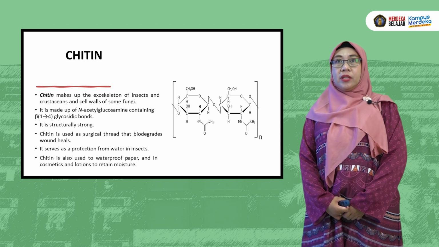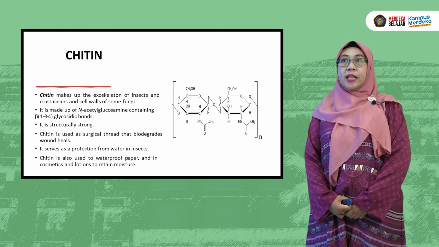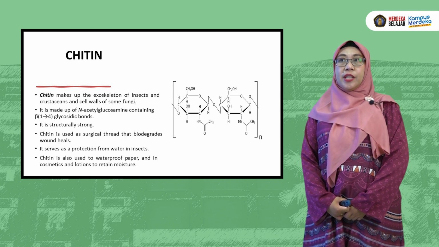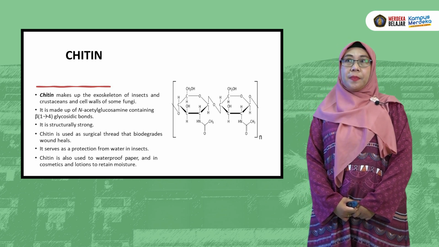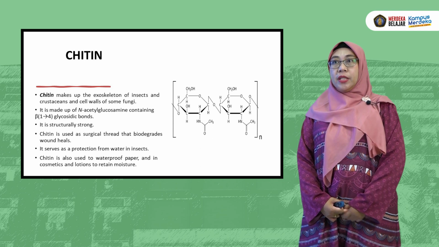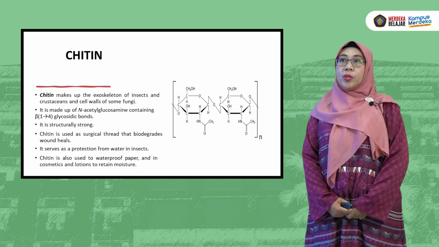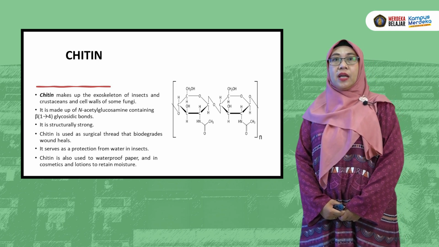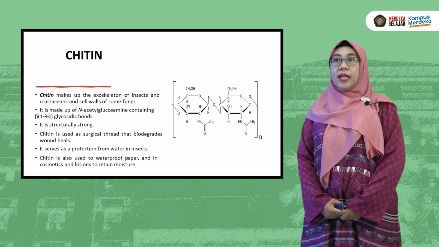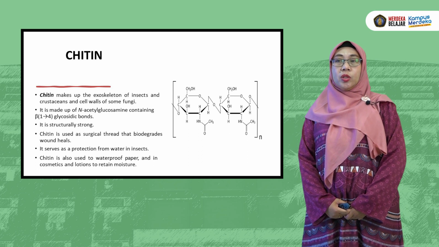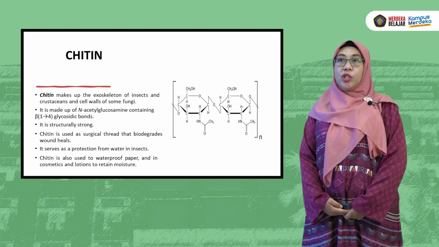Next we talk about another structural polysaccharide, chitin. Chitin makes up the exoskeleton of insects and crustaceans and the cell walls of some fungi. It is made up of N-acetylglucosamine containing beta-1,4 glycosidic bonds. It is structurally strong like cellulose. Chitin is also used as surgical thread that biodegrades as a wound heals. Chitin also serves as protection from water in insects. Chitin is also used to waterproof paper and in cosmetics and lotions to retain moisture.